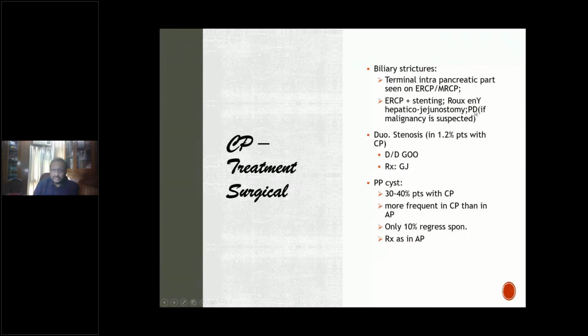If the patient presents with duodenal stenosis, as in 1.2% of patients, then first differentiate from other causes of gastric outflow obstruction and then do a gastrojejunostomy. If the patient has a pseudocyst in chronic pancreatitis, found in 30 to 40% of patients, more frequently multiple, and only 10% are going to regress, the treatment has to be as in a patient of acute pancreatitis.